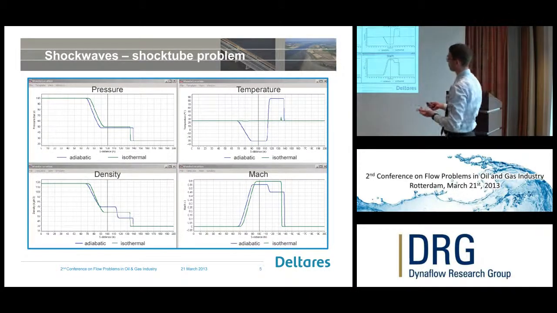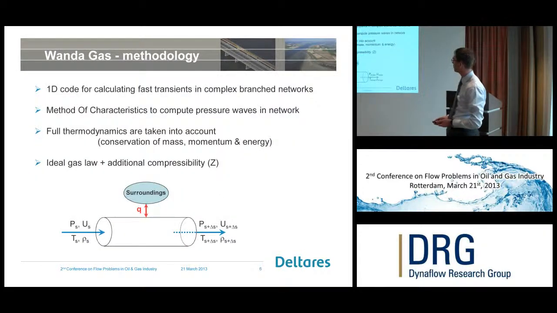So that's about the shock wave. So this is a typical example of what you can do with Wanda Gas. And Wanda Gas, the methodology of it is similar to Bosch fluids. We use the method of characteristics to compute pressure waves in the network. It's a 1D code for calculating fast transients, of course.